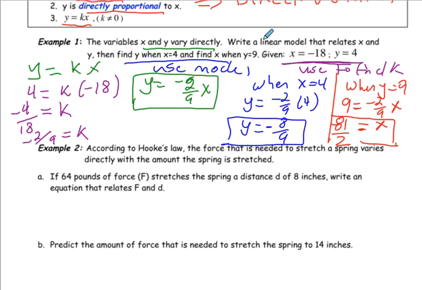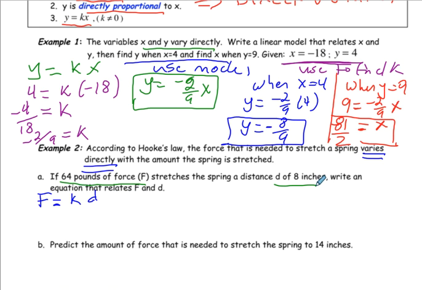According to Hooke's law, the example says, the force that is needed to stretch a spring varies directly with the amount the spring is stretched. The word "varies directly" is the key that tells us that we have direct variation. So our model is going to be F is equal to k, our constant of proportionality or constant of variation, times d, where d is the amount the spring is stretched. Here we're given that if 64 pounds of force stretches the spring a distance d of 8 inches, write an equation. So we're going to use this information to find k.